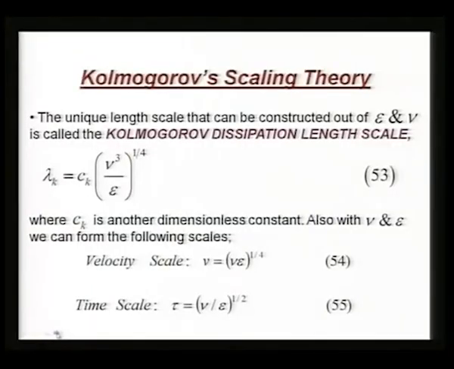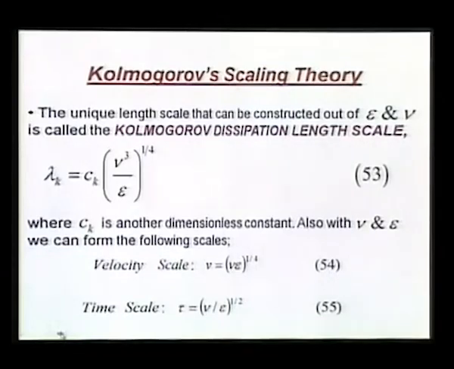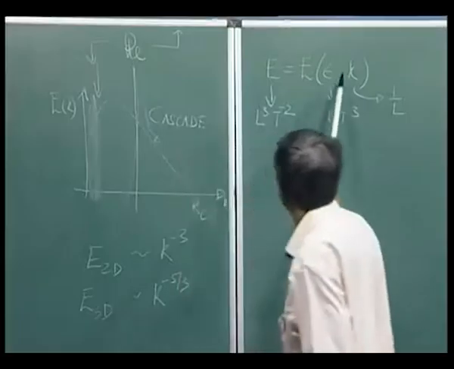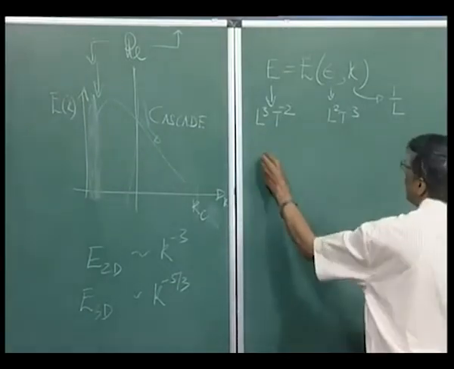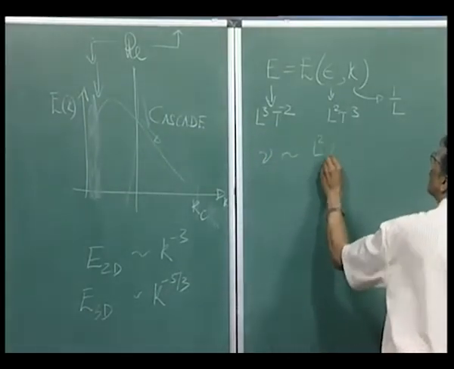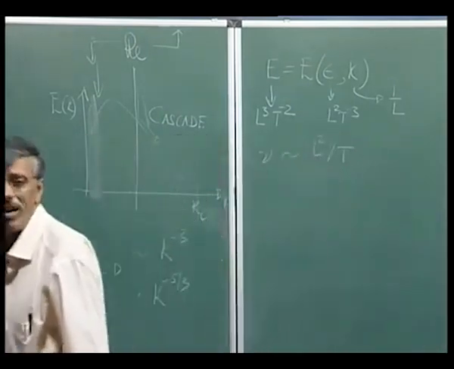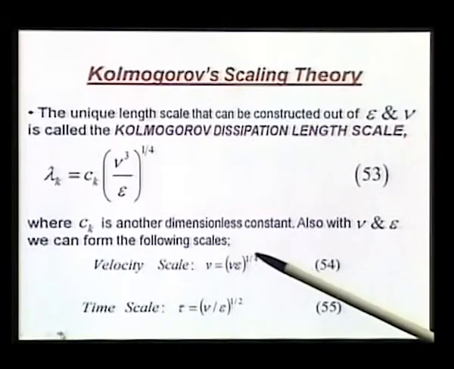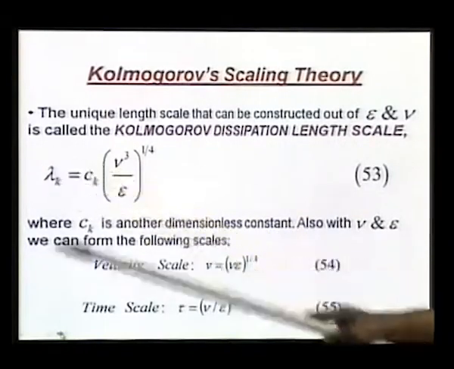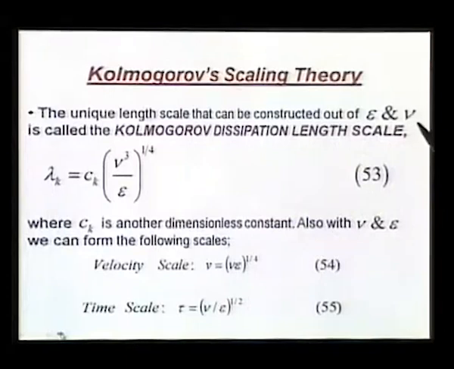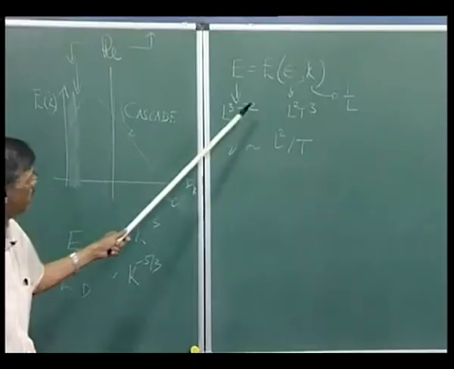Now, what you do is, we have epsilon, we have nu, we have seen the dimension. Epsilon is here, and nu's dimension is given by L square by T. So what I could do is use it to define a length scale, which I call lambda k. That I am going to define purely from epsilon and nu, whose dimensions are given, right.